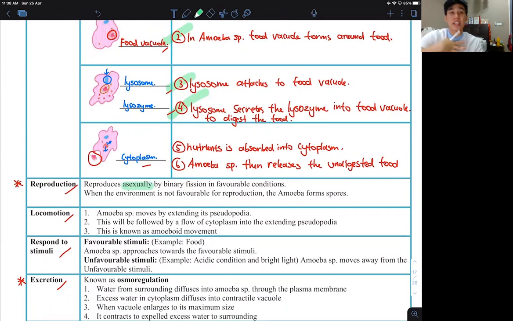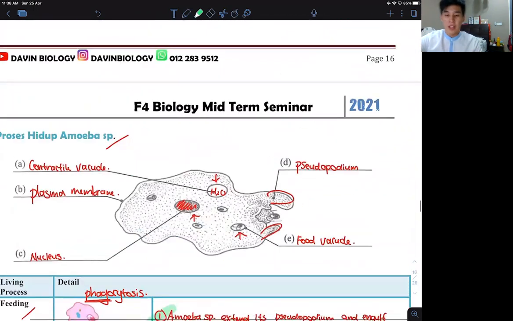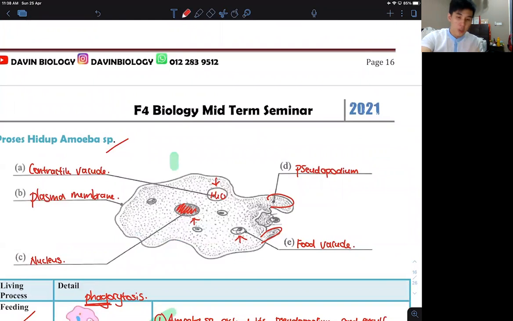Asexual means I do it by myself. So I reproduce asexually by binary fission. Remember the process of just one splitting into two. But amoeba only reproduces by binary fission in favorable conditions, meaning conditions that are suitable for them. Suitable as in temperature, not too hot, no light, they don't like light. Not too dry because they live in water, and not acidic. So remember, they live in fresh water ponds. So the water must be just right, not too hot, not too acidic.